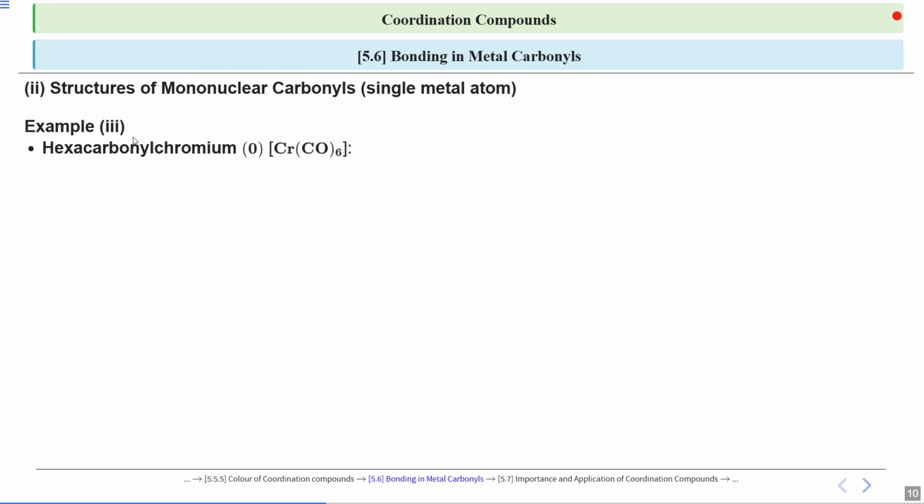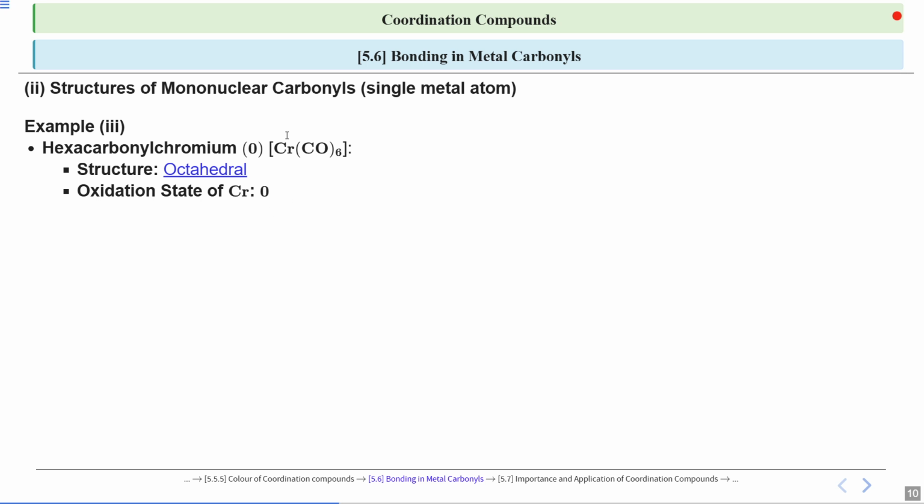So let's see the next example, third, hexacarbonyl chromium 0. Hexacarbonyl means 6 carbonyl ligands will be attached to the central metal, which is chromium in this complex, having 0 oxidation state. The structure for this is octahedral. How? There are 6 ligands surrounding the central metal and bonding with it, right? So the structure will be octahedral.